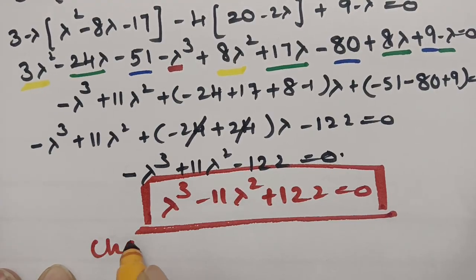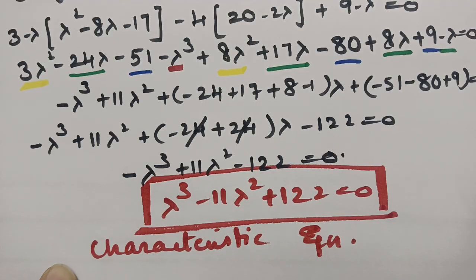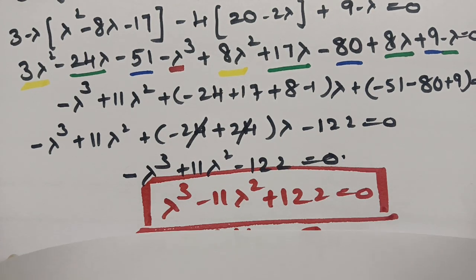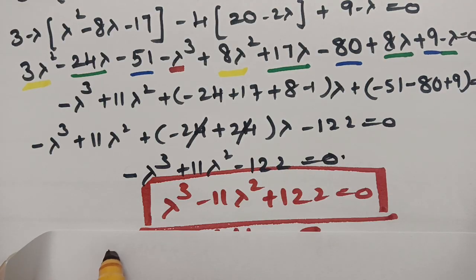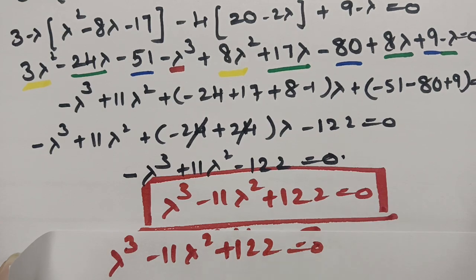See here, what is this? This is a characteristic equation. So according to the Cayley-Hamilton theorem, every square matrix should satisfy its characteristic equation. So in place of lambda, if I substitute A, and if I find that its value is 0, then we say that the Cayley-Hamilton theorem is verified. So in place of lambda, I am going to substitute A. What is the characteristic equation here? This will be lambda cube minus 11 lambda square plus 122 is equal to 0.